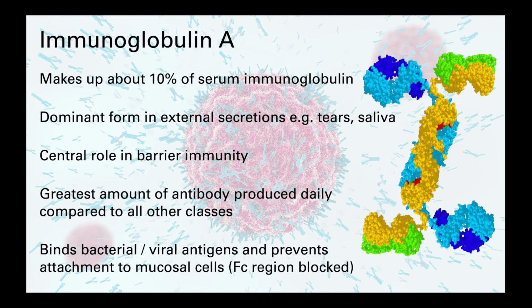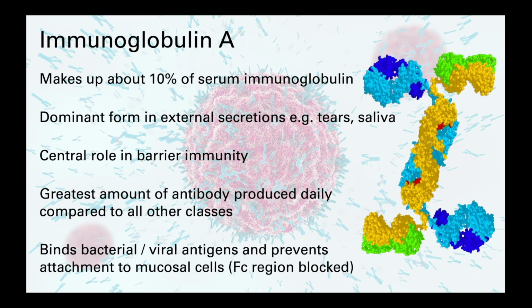IgA only makes up about 10% of the total serum antibody titer, but it is the most predominant form in our external secretions, so for example our tears, saliva, or if a woman is lactating, their breast milk. It plays a central role in barrier immunity, so the airways, digestive and urogenitary tract. Compared to other classes of antibody, it is produced in far higher quantities, as much is excreted from the body by the flushing effects at these mucosal surfaces.